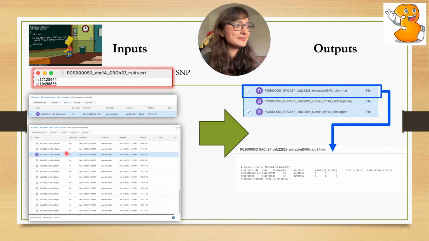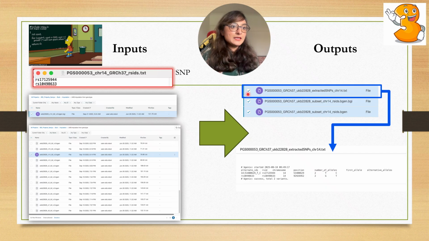We have that BGEN file here, and then we have the index file to help us go through this file a lot quicker for chromosome 14. So we have the original BGEN file, the indexing file for going through it quickly, and the set of SNPs that we want to extract. So these are the inputs basically, and then the outputs will be these 3 formats.